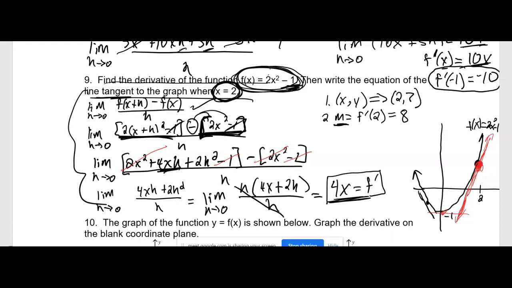So our final answer, I'm going to write this in red because it's getting all jumbled together. You just write the equation of your line now. So y minus 7 equals 8 times x minus 2. That's the equation of the line that is tangent to our curve over here at the x value of 2.